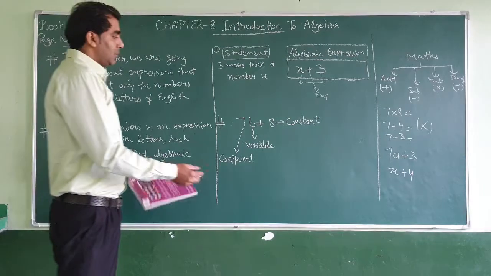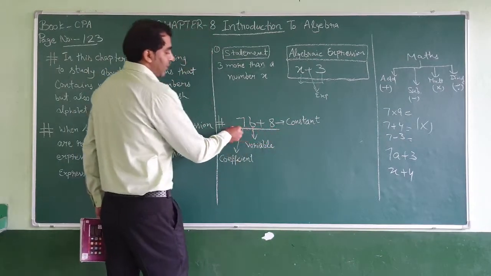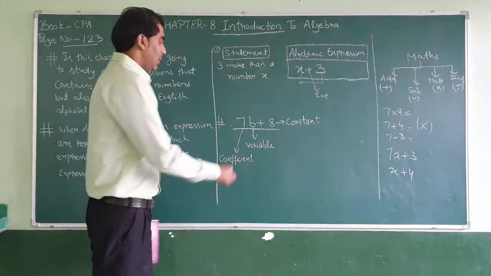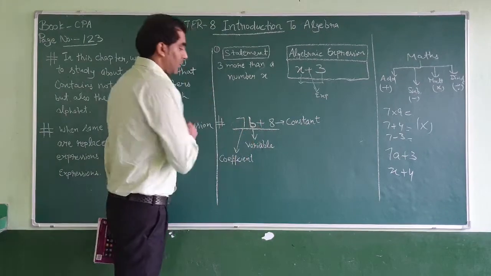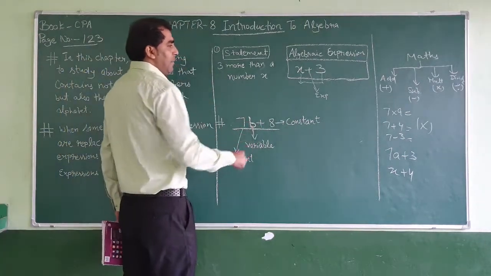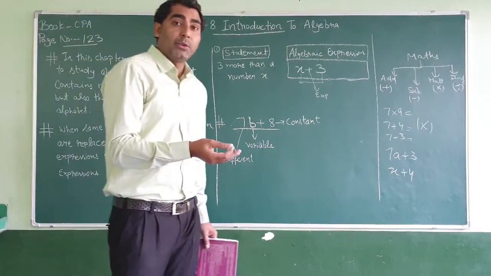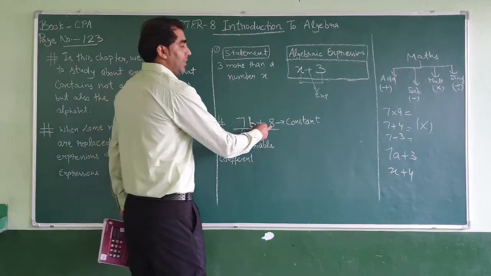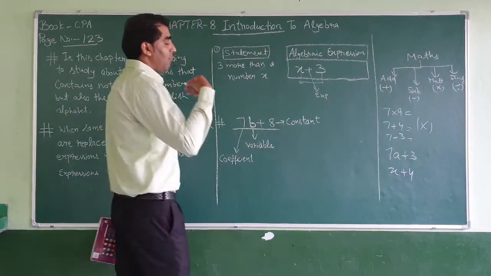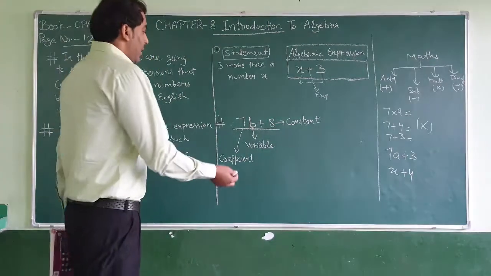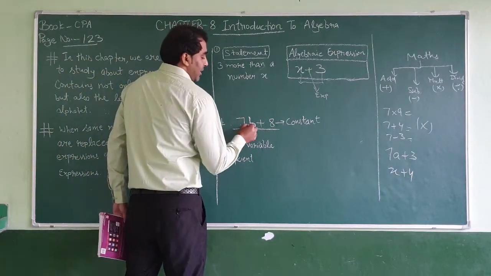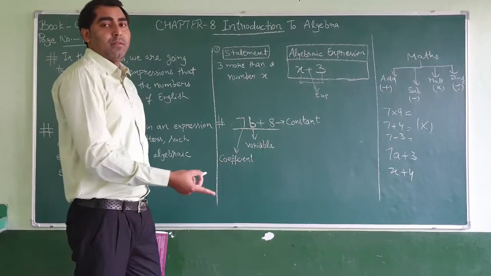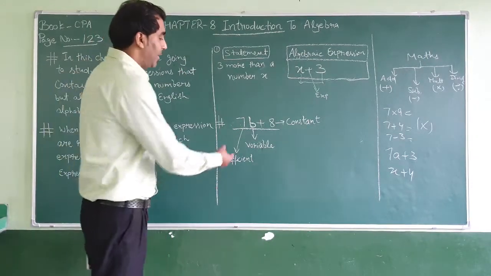Suppose we have this kind of algebraic expression: 7b plus 8. Here 7b is a term. Any alphabet, like a or b, we call a variable. And 8 is a constant. Here 7 is multiplied with b. B is the variable but 7 is the coefficient. We call it the coefficient of b.